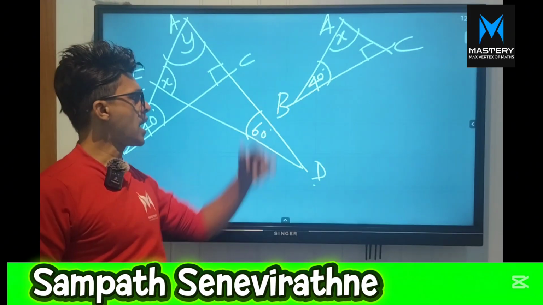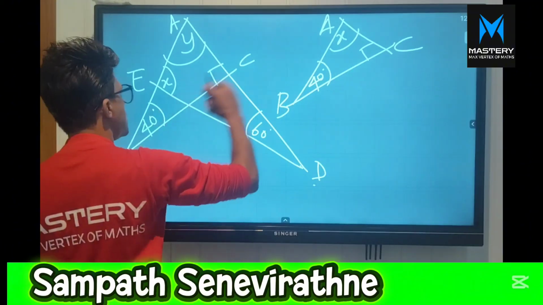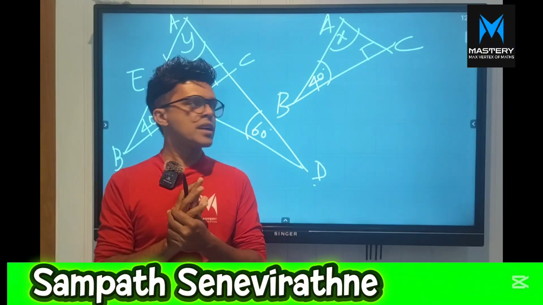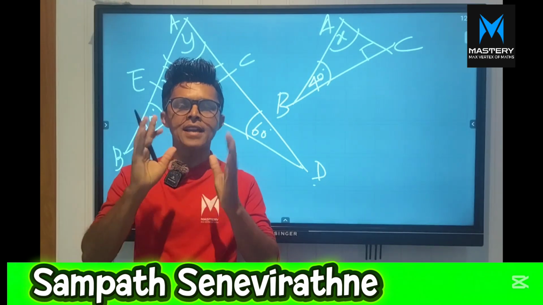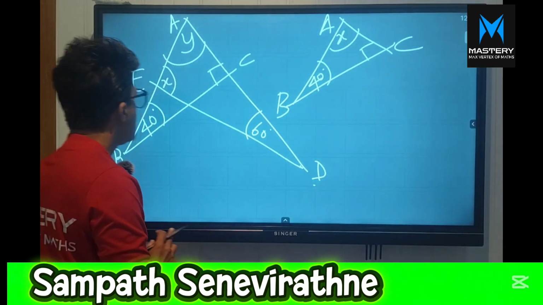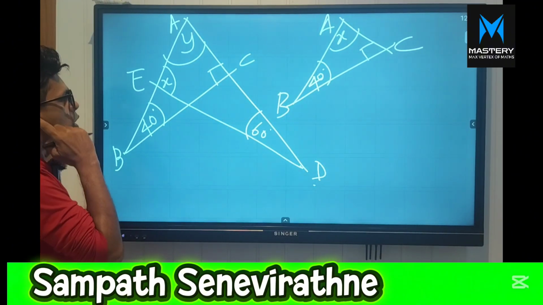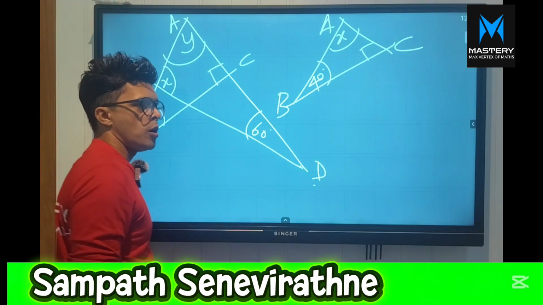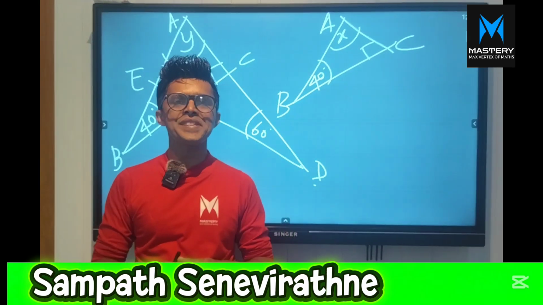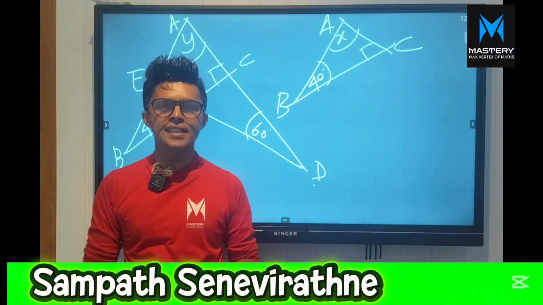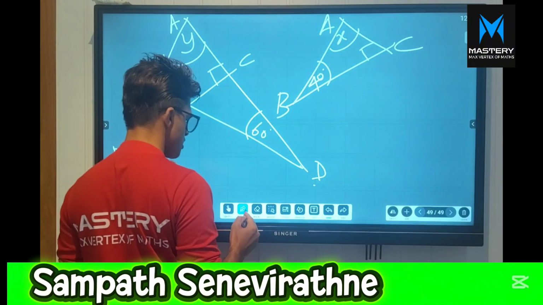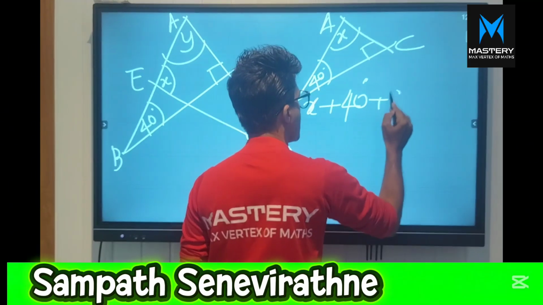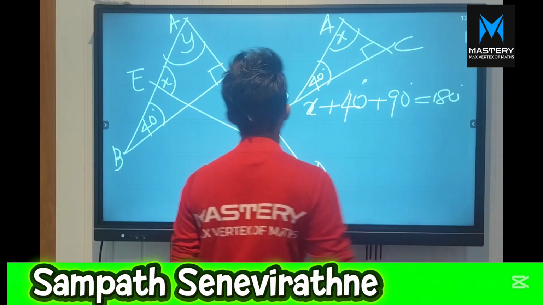I have written this triangle here, the triangle ABC. Considering the triangle ABC, you are able to get the value of x here. How do you get the value here? A few minutes ago we learned that the sum of interior angles of any triangle is 180 degrees. So we could set up an equation: x plus 40 degrees plus 90 degrees equals 180 degrees.